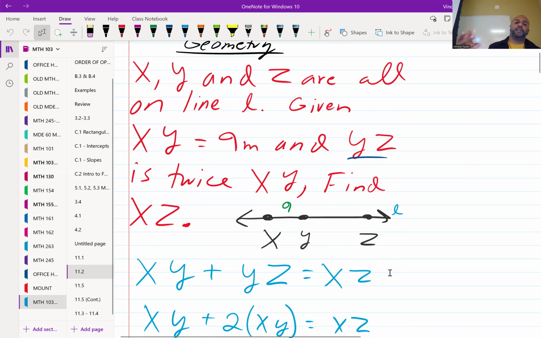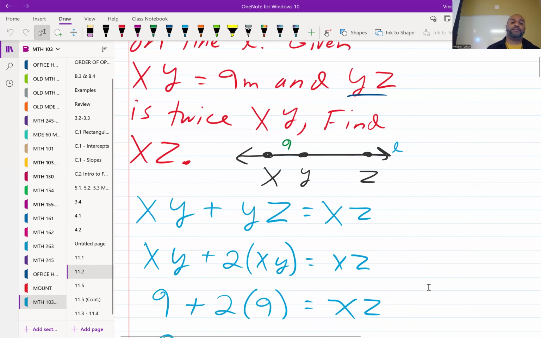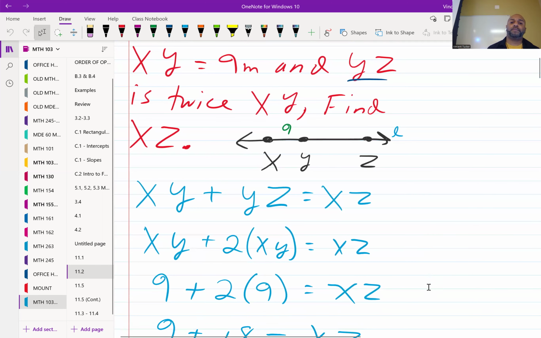All right, so they give us XY, which is 9, and then the relationship with YZ in reference to XY, which is that YZ is twice XY, 2 times XY. So we can substitute that relationship in for YZ. Now we can put 9 in for XY.